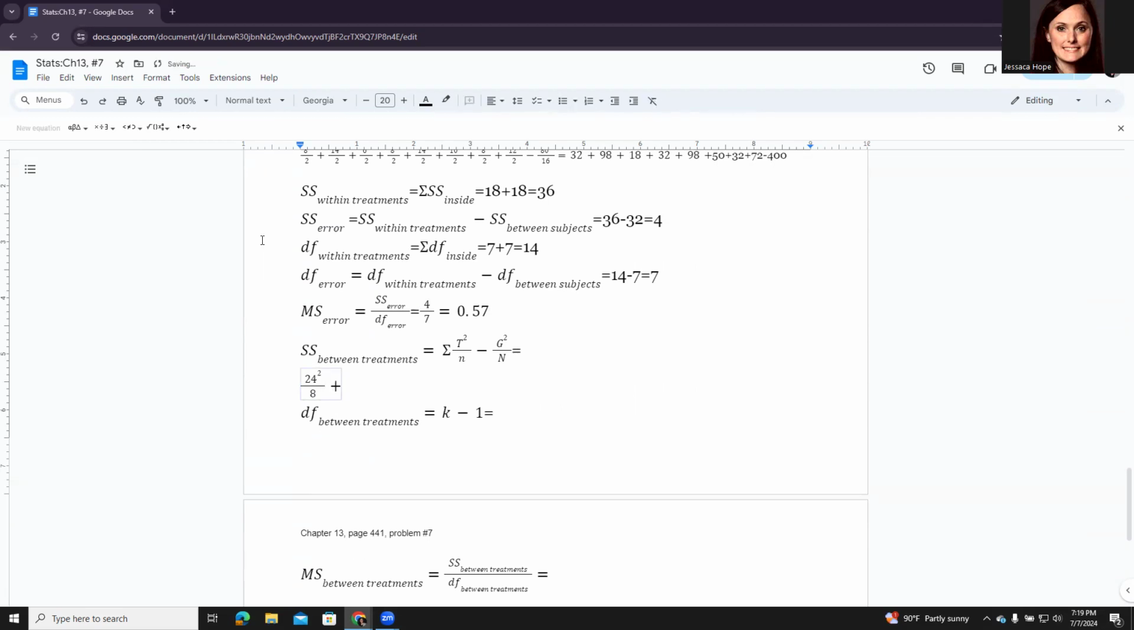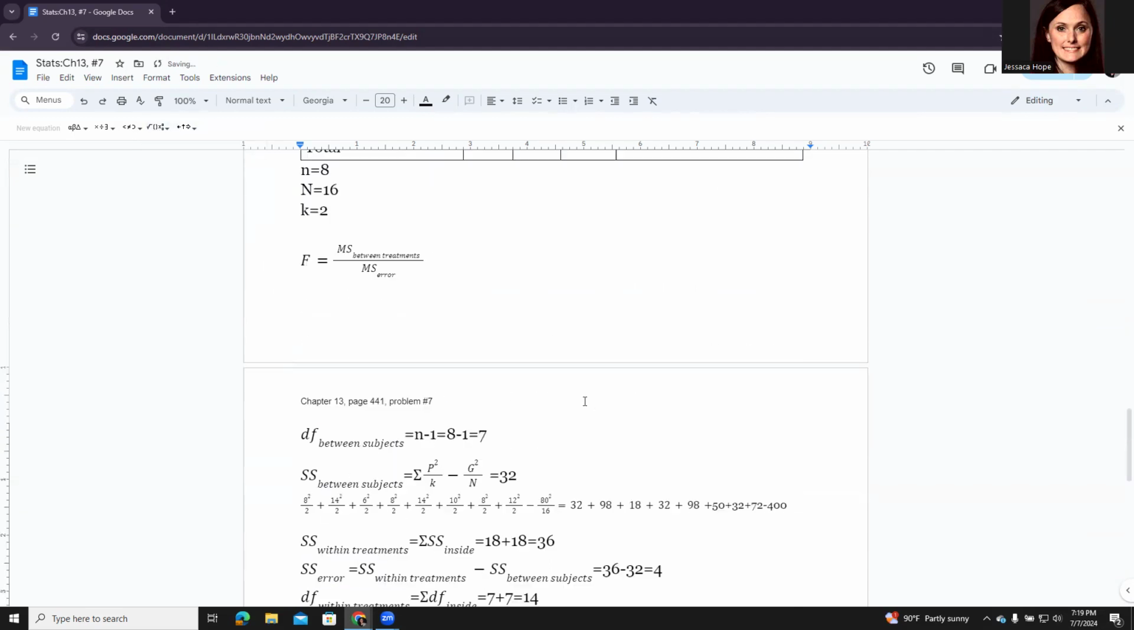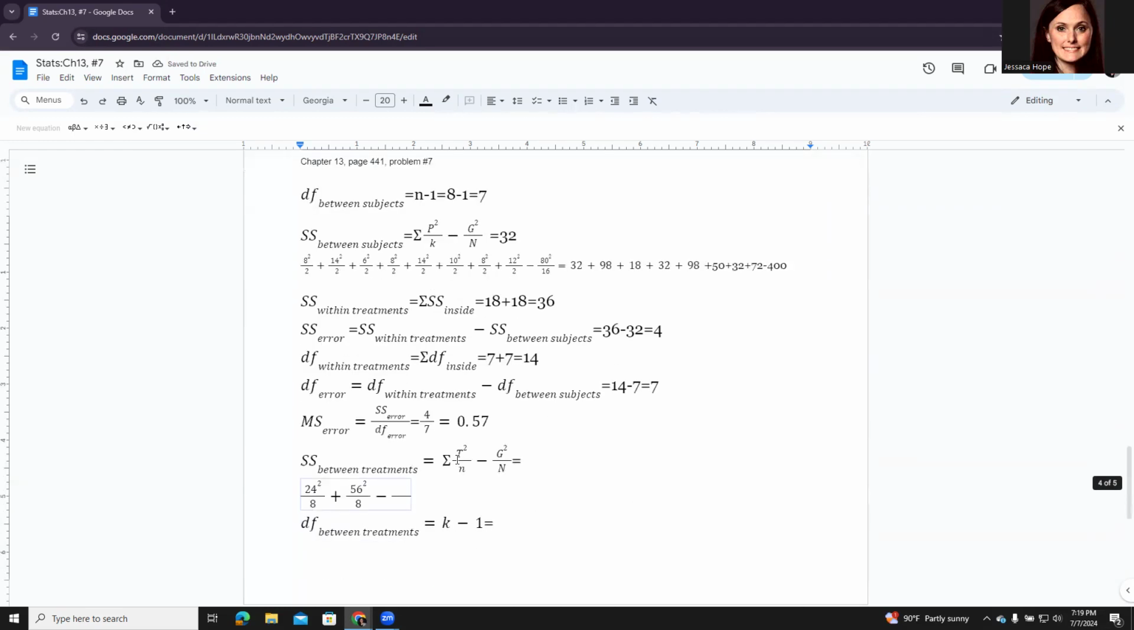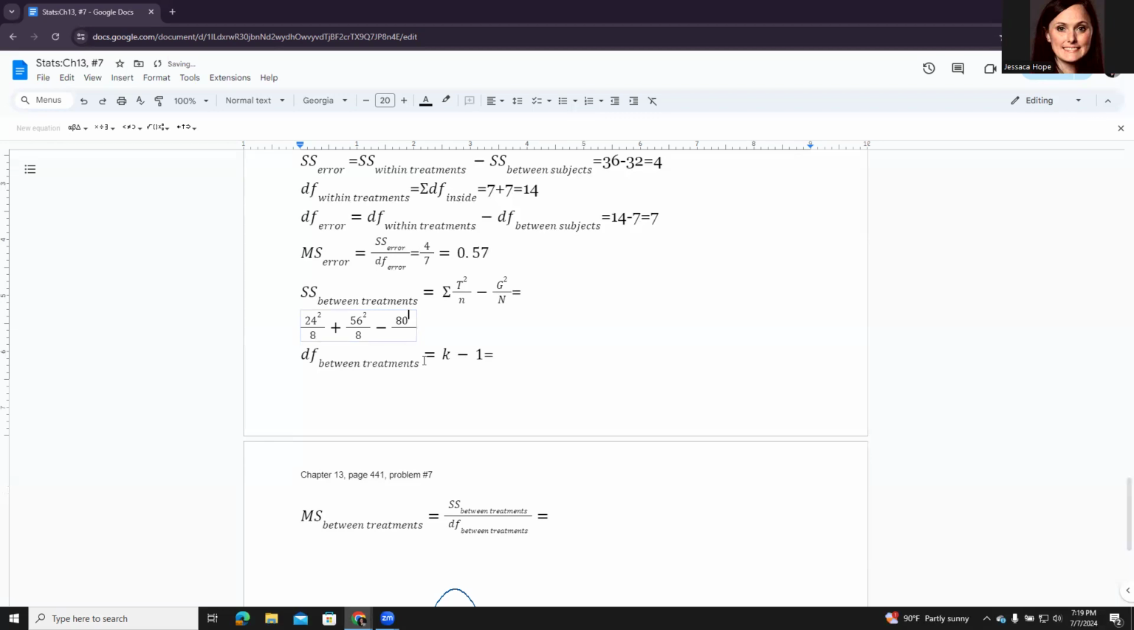Plus the other T is 56. So we're going to go 56 squared, again over 8, minus G squared. G is 80, over big N, which is 16, because that's all the scores.